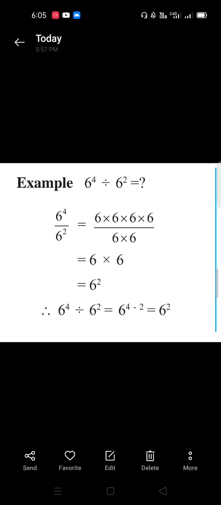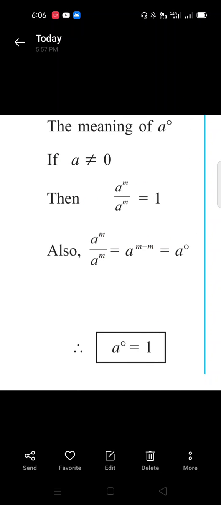We will go now step by step. 6 raised to 4 divided by 6 raised to 2 can be written in the form of numerator and denominator. So 6 raised to 4 appears in the numerator and 6 raised to 2 appears in the place of denominator. 4 is the power of 6, so 6 is multiplied 4 times. 2 is the power of 6, so 6 is multiplied 2 times. The 2 sixes in the denominator get cancelled with 2 sixes from the numerator. So the remaining part is 2 sixes in the numerator. Finally, we get the answer 6 raised to 2.